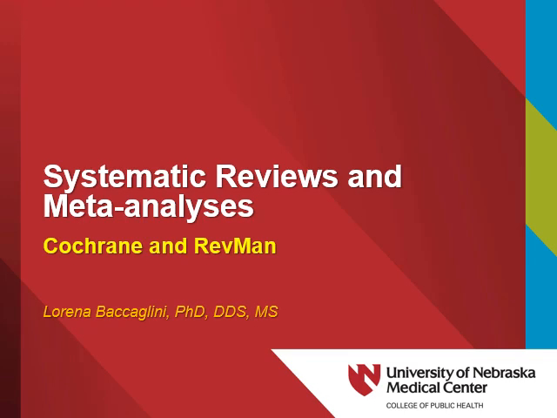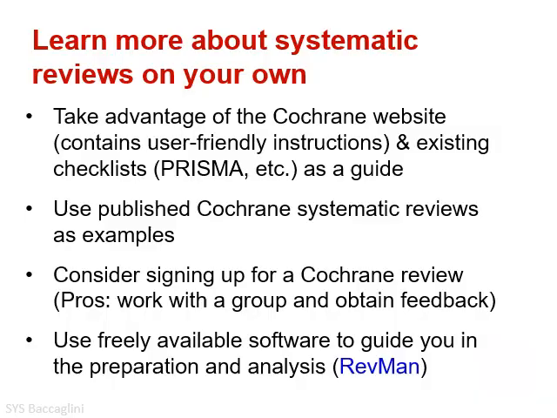If you're interested in learning more about systematic reviews and meta-analysis, the Cochrane website is a very good site to start with. The Cochrane collaboration organizes groups that work together to conduct systematic reviews and meta-analysis, and they use RevMan as a software. Even if you do not join the Cochrane, you will find on the website user-friendly instructions and checklists, many guides that are really helpful. You can also take a look at Cochrane systematic reviews and meta-analysis as examples of the best systematic reviews you can find.